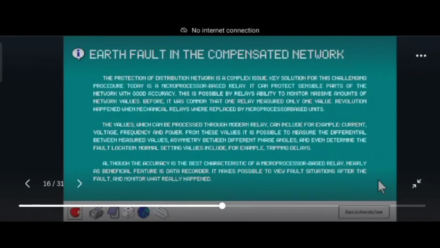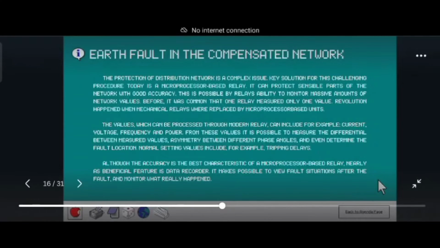Next, earth fault in the compensated network. The protection of a distribution network is a complex issue. The key solution for this challenging procedure today is a microprocessor-based relay. It can protect sensitive parts of the network with good accuracy. This is possible due to the relay's ability to monitor a massive amount of network values. Before, it was common that one relay measured only one value. A revolution happened when mechanical relays were replaced by microprocessor-based units.